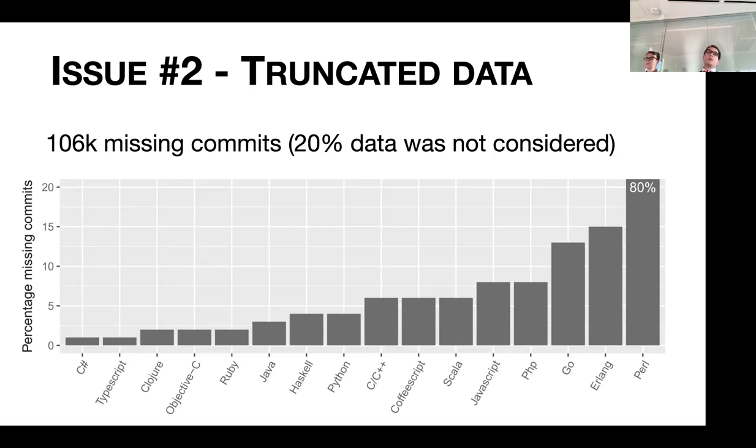Missing where? Missing from the data set. The original paper data set? Yeah. So when they fetched the data again, they found these commits. But they weren't in the original data set. That's why we had so few Perl things. Maybe. So that's the second issue. A lot of commits were missing.